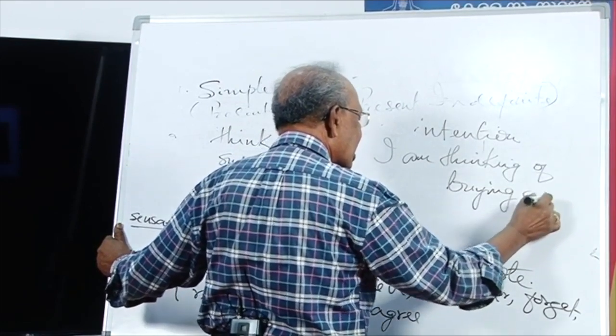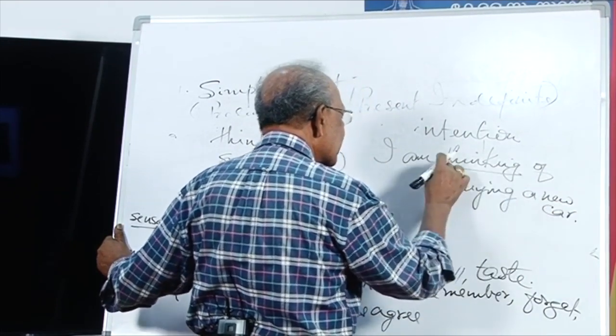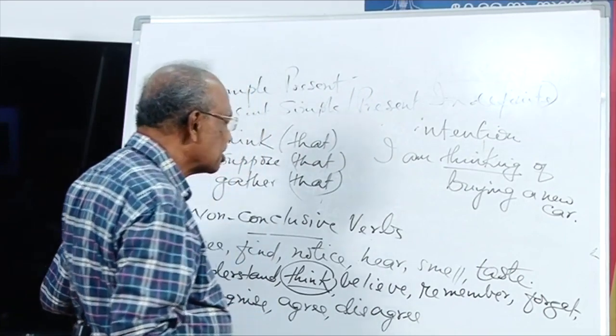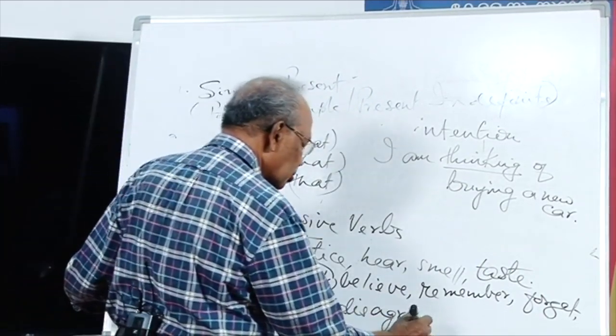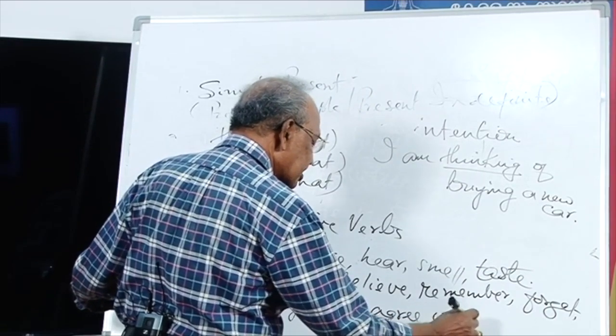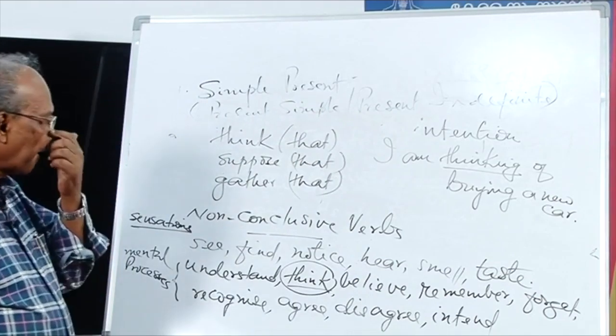Buying a new car. You have an old one. You are planning to buy, you have that intention. I am thinking of buying a car. Again, you can also use this: intend. Intend is not commonly used in the continuous tense.